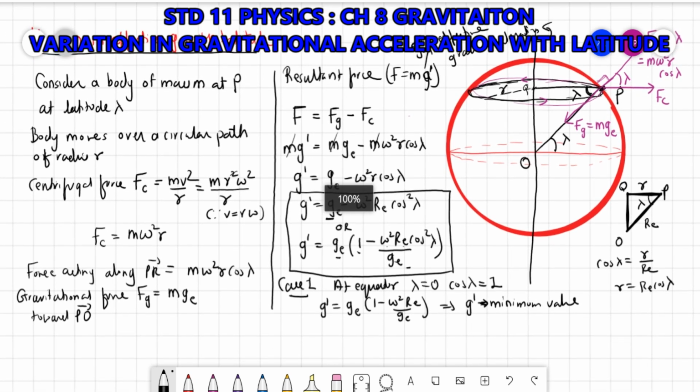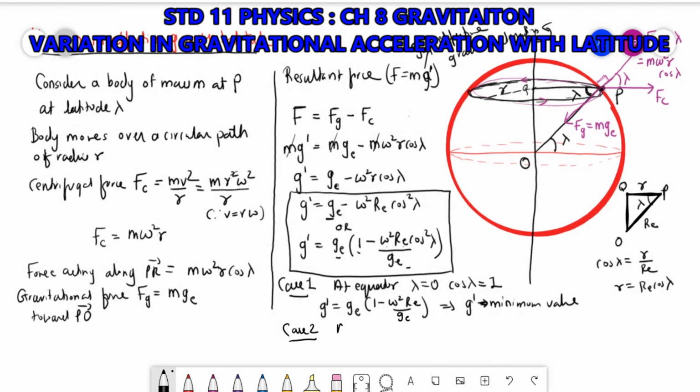Now case 2, let's take at poles. Now at poles, lambda is equal to 90 degree. So what does that mean? That means that cos 90 is equal to 0. So the whole term omega square re by ge cos square lambda will be equal to 0. So at that place g dash will be equal to ge, that is gravitational acceleration of the earth, that is 9.8. Clear? So this is maximum. So gravitational acceleration is minimum at equator and it is maximum at poles.